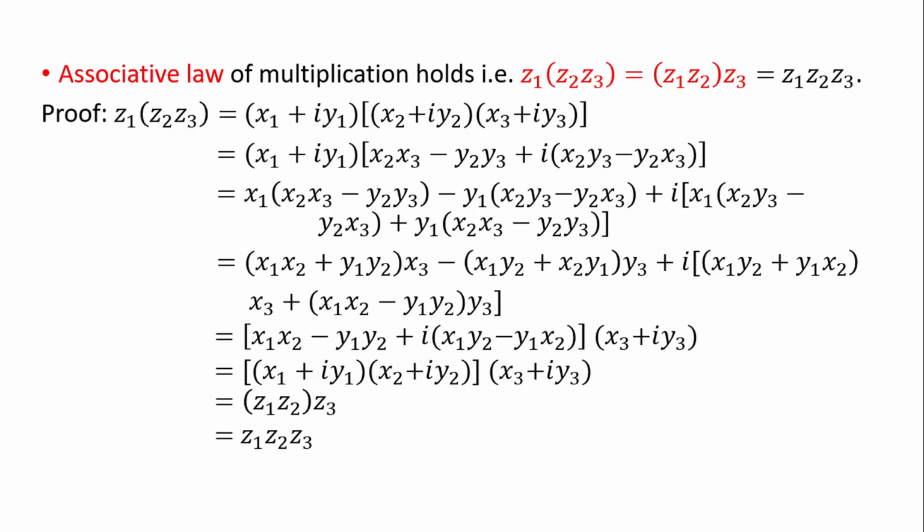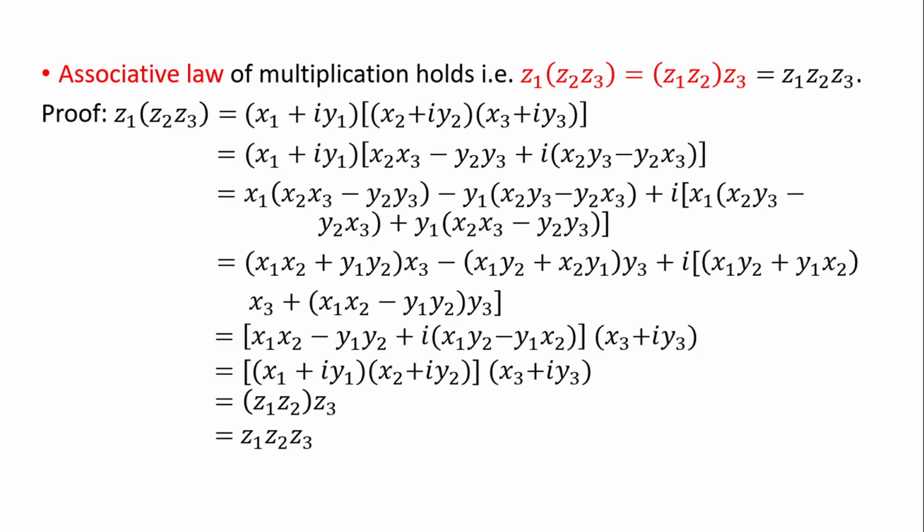Let us collect the terms where x1 is common, and we will find in bracket x2 x3 minus y2 y3. Then minus y1 is common, so in bracket x2 y3 minus y2 x3. And then the terms with i are again collected together. From the first two terms we can take x1 common, so in bracket x2 y3 minus y2 x3, and from the next two, plus y1 is common, so in bracket x2 x3 minus y2 y3.